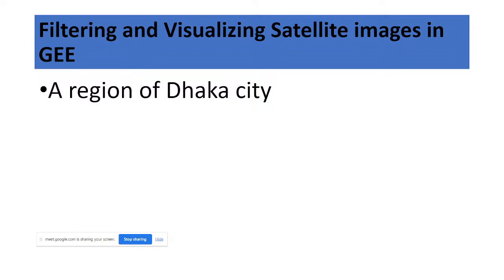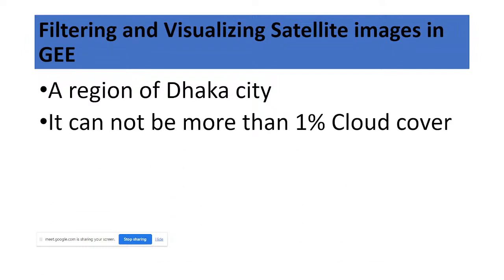and then I simply display my boundary shapefile. So for this Dhaka city boundary, I need the Sentinel-2 satellite imagery, and I also need to filter the image metadata or image properties. Suppose the image cannot have more than 1% cloud cover. I need only those images from Sentinel-2 which have no more than 1% cloud cover.